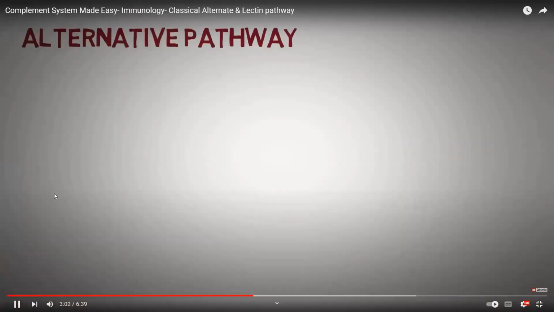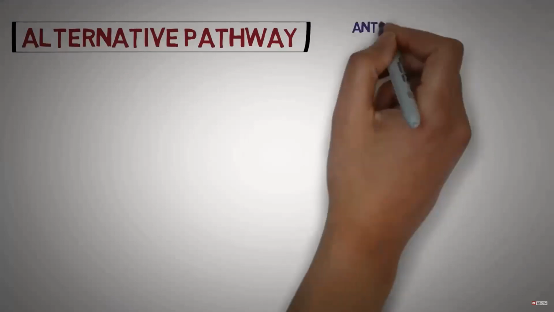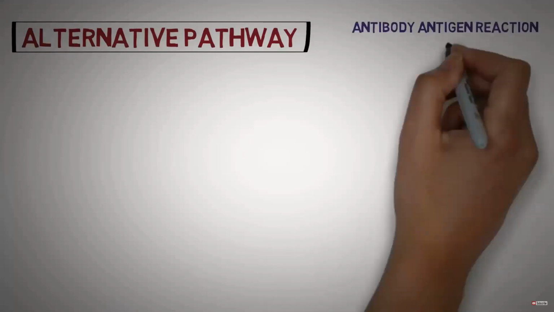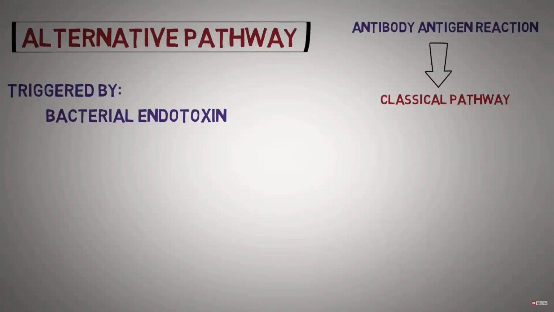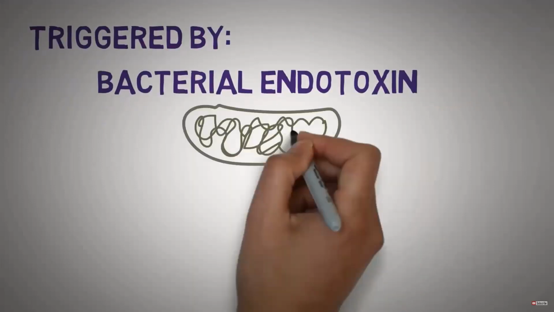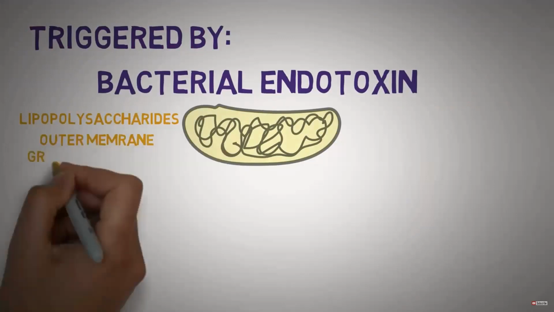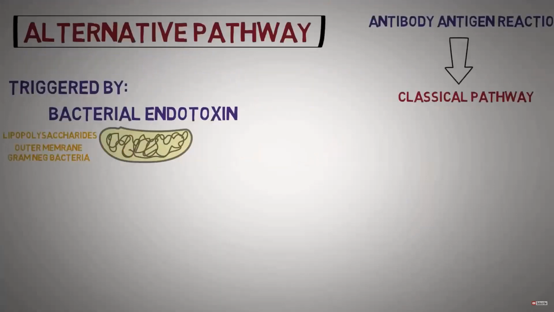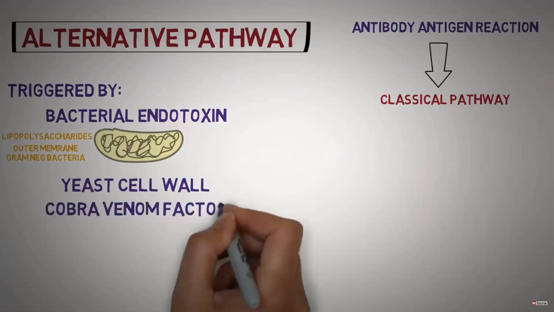Now let's talk about the alternative pathway of the activation of the complement system. As we all just studied, the antibody-antigen reaction is the main trigger for the activation of the classical pathway. But the alternative pathway is mainly triggered by the bacterial endotoxin. The bacterial endotoxin is a lipopolysaccharide compound which is found in the outer membrane of the gram-negative bacteria. The other triggers of the alternative pathway are the yeast cell wall and the cobra venom factor.